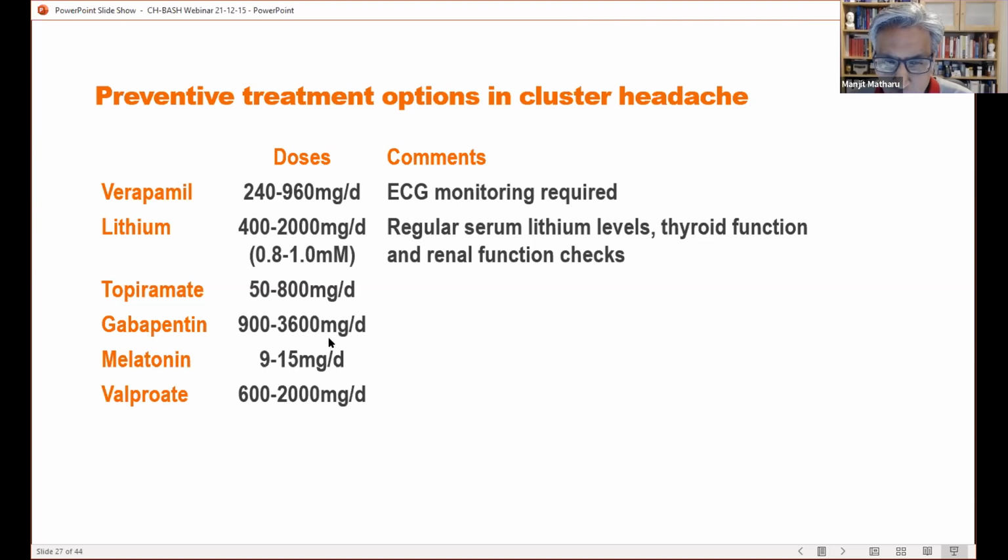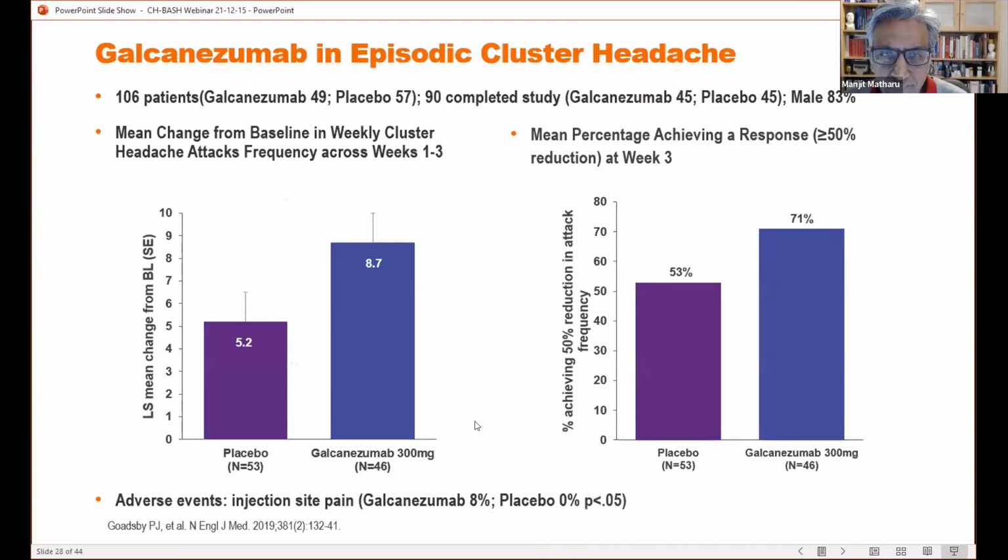Gabapentin and pregabalin are also used. Melatonin has a very small study showing that it can be beneficial. Valproate is controversial because there's a negative trial, though it was a very poorly conducted trial. I think it's safe to say that verapamil is the only one that we have good solid evidence for. All the others are used on the basis of anecdote.